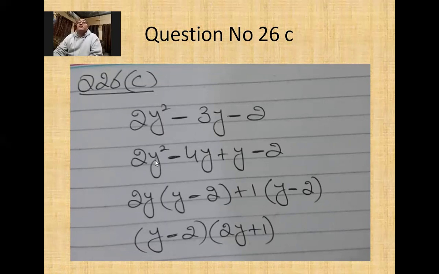This is called midterm breaking. You have learned this in your 8th class from the book D3. So 2y square minus 4y plus y minus 2. From these first two, you can take 2y common. So you will have left y minus 2. From the last two terms, I can take plus 1 common. So you will have y minus 2. I can take the y minus 2 bracket common. So from here, I will have 2y. From here, I will have plus 1. So this is how you will factorize it.